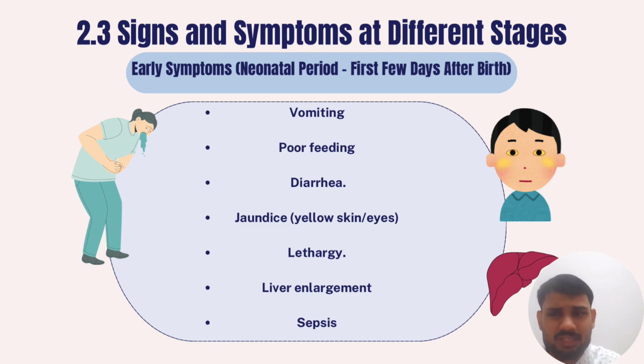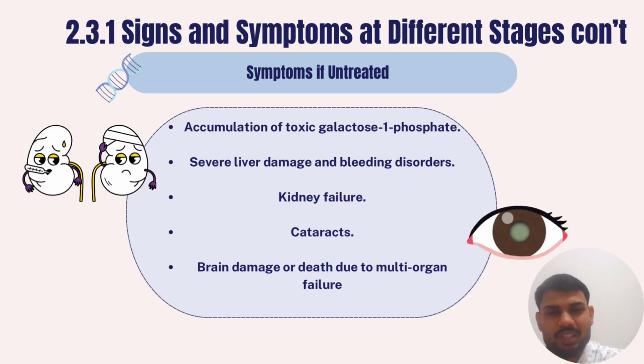The common signs and symptoms include vomiting, poor feeding, and diarrhea. The baby may look tired and have yellow skin and yellow eyes, which is called jaundice. The liver also might be swollen, and in some serious cases, the baby may develop life-threatening infections like E. coli sepsis.